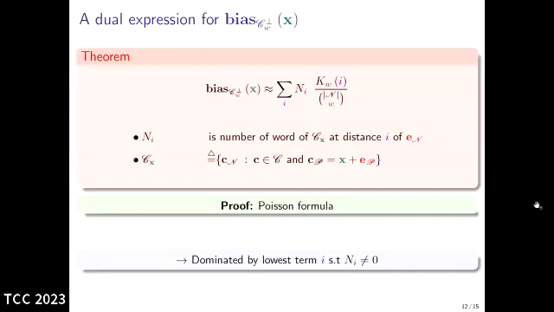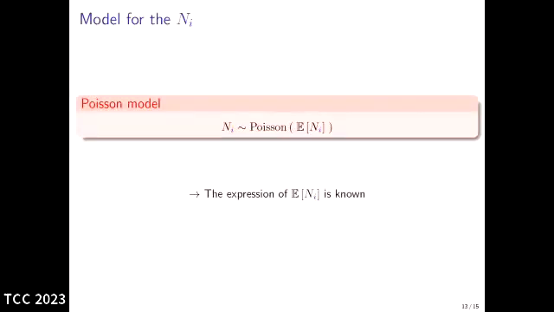The problem is that we want to study the distribution of the bias, and the only random term here is Ni. We don't know much about this distribution; we only know the expected value, the variance and some other things. So to model the distribution of the bias, we need a model for this Ni. We said that essentially the Ni were Poisson variables with the right expected value, which we can compute. Of course, this model doesn't come from nowhere.